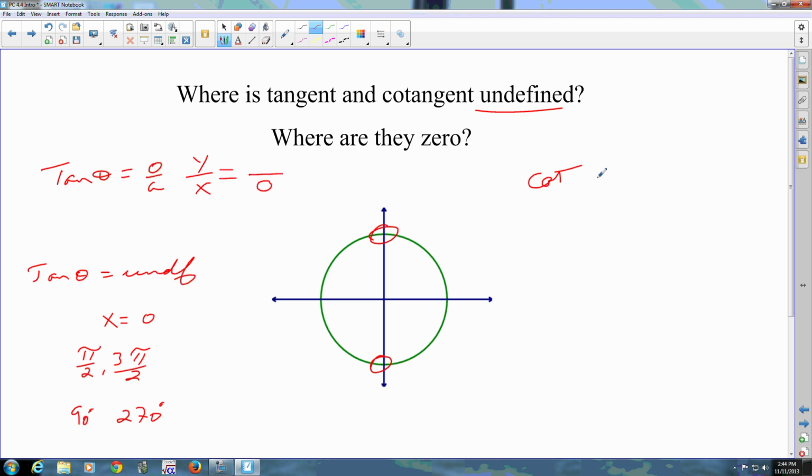Cotangent, excuse me again, is your x over your y. The only way that's ever going to be undefined is if y is equal to 0. Where does y equal 0? Here and here. So when theta equals 0 and 180, or 0 and pi, cotangent is going to be undefined.